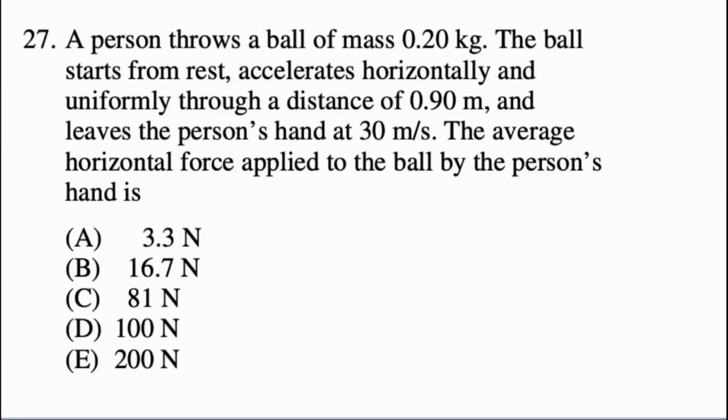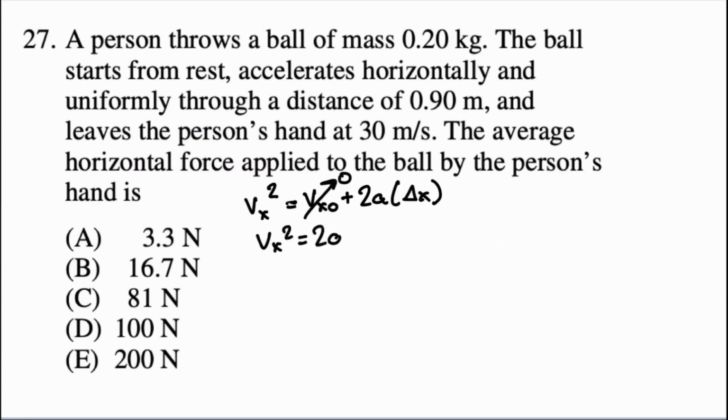So we want to use the kinematic equation that doesn't require time since we're not given that in this question. And that is Vx squared is equal to Vx naught squared plus 2a delta x. I'm using x because we're talking about the horizontal direction, and we're given that it starts at rest, so Vx naught is equal to 0. We have Vx squared is just equal to 2a delta x. And we're given that it leaves the person's hand at 30 meters per second. So 30 squared is equal to 2a times 0.9, and we get that a is equal to 500.